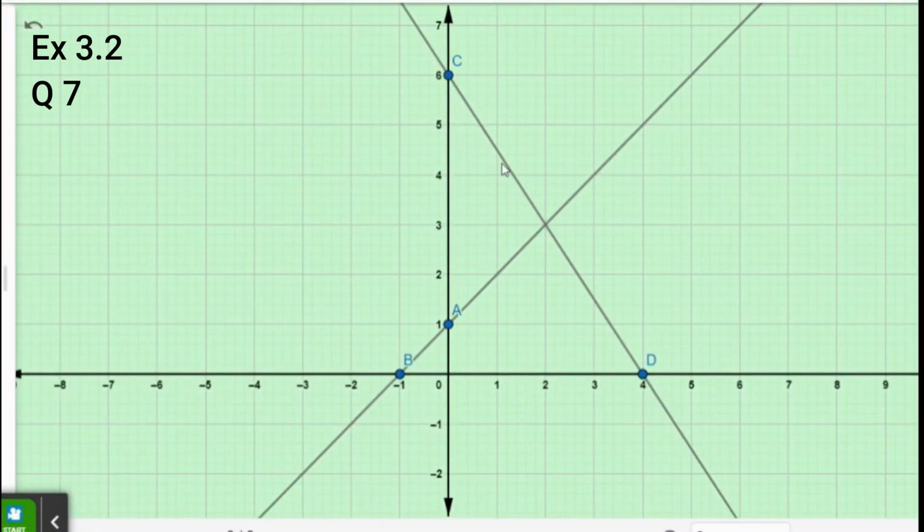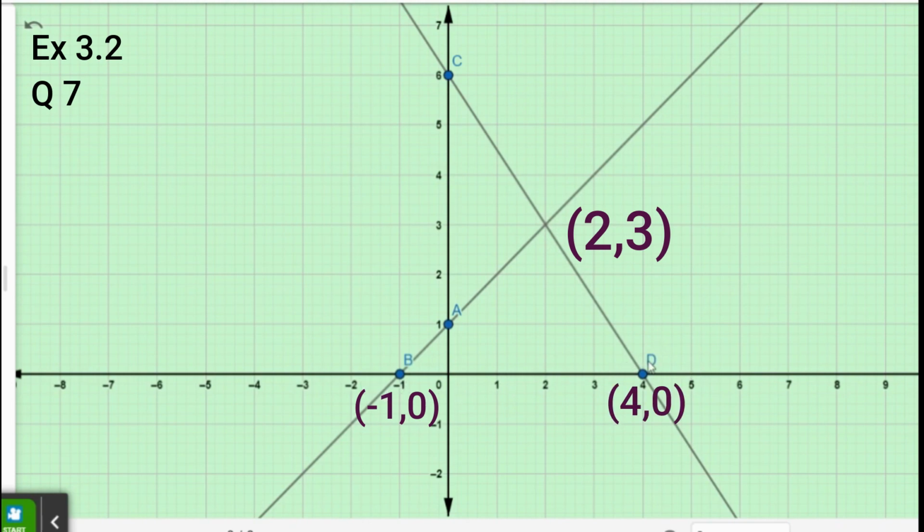If you notice, these two lines are intersecting at the point 2 comma 3, and we clearly see that there is a triangle formed with these intersecting lines and x-axis. So 2 comma 3, minus 1 comma 0 and 4 comma 0 are the vertices of the given triangle.